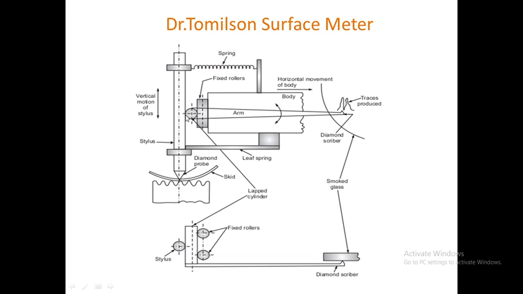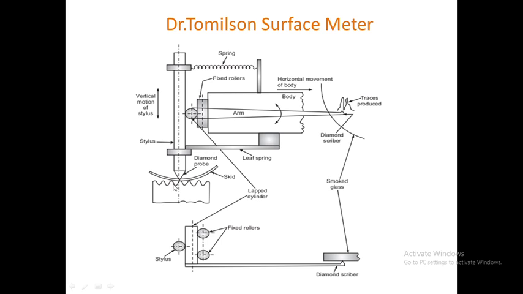Now due to this motion of the lap cylinder, the arm which is connected to the lap cylinder will also get some motion according to the motion of the lap cylinder. You can see the arm is having some motion. Now when the arm starts moving due to the motion of the lap cylinder, the diamond scriber at the end of the arm will produce the pattern of the surface on the smoked glass, and finally we will get the traces of the surface for which the surface roughness has to be determined.